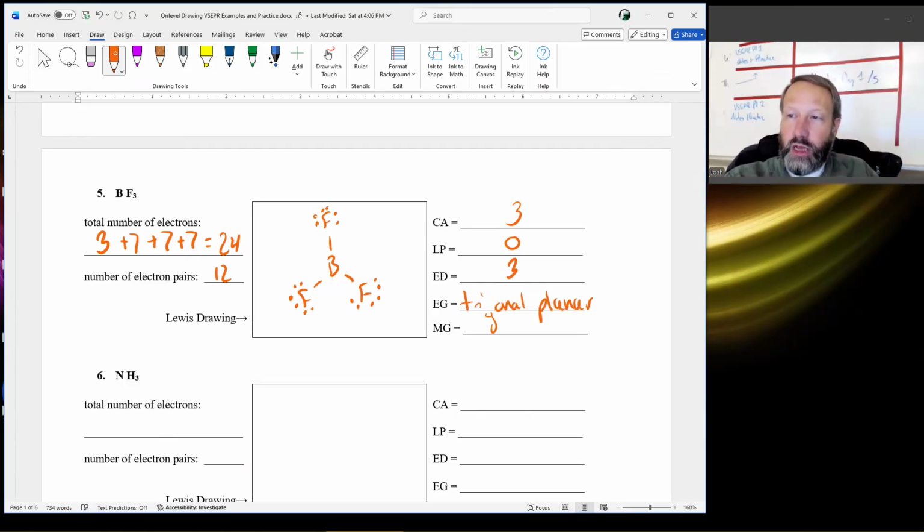planar. And I have no idea why my G dropped down. Oh, now the whole word is, yay. Okay, I give up.